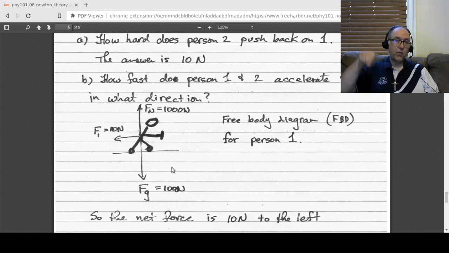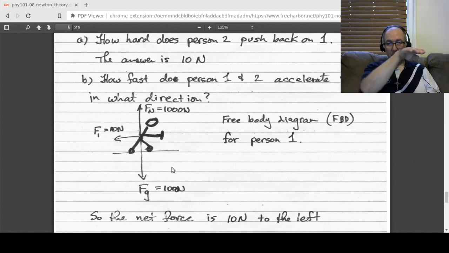Okay, so there's no acceleration up or down, which makes sense. It's not like the person's going to lift off the ground or dig into the ground. They're going to move horizontally, and so there's no vertical acceleration at all. There's no vertical net force. Okay, but there is a net force of 10 newtons back.